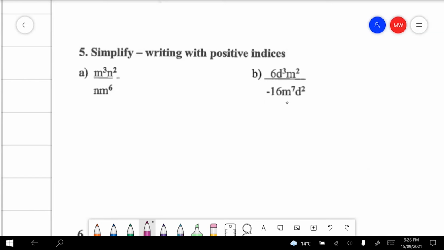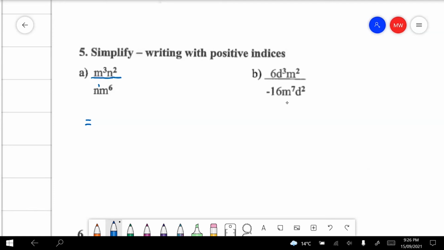We're subtracting the indices. But what we can do here is work vertically. This is supposed to be a solid line all the way through here, by the way. So this says m to the 3, n to the 2 divided by n to the 1, m to the 6. So I'll put a little 1 in here so we don't get confused. And we can just work vertically on this and eliminate things as we go.